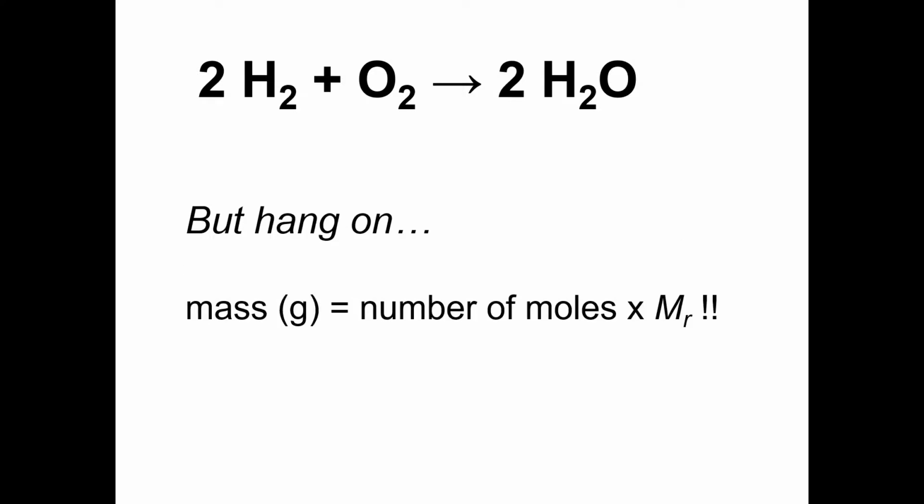We should remember that for any equation like this, we can calculate the masses of the reactants or the products involved. And we do that according to this equation. The mass in grams is simply the number of moles that there are in the reaction multiplied by the relative formula mass for a particular molecule, or if it's single atoms, the relative atomic mass. Okay, so we know this, we've done this before. We're just going to go through a very simple example.